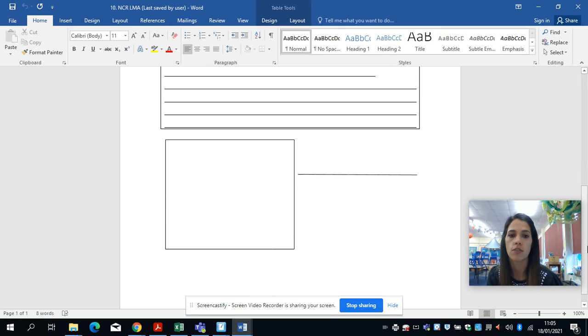Write some notes. You've got a place for a picture you can draw and colour in, and a little caption to go at the side to tell me what your picture's about.